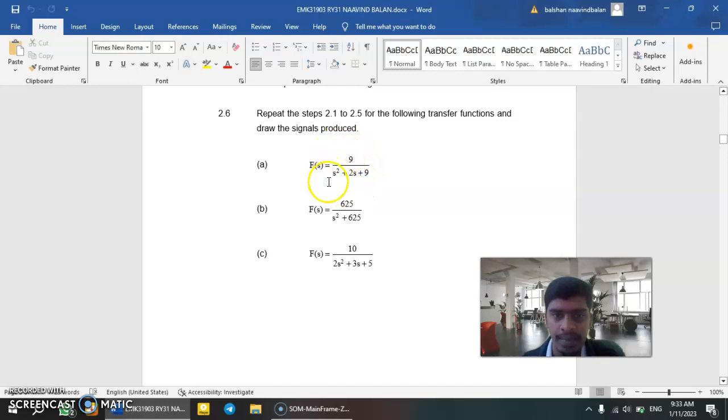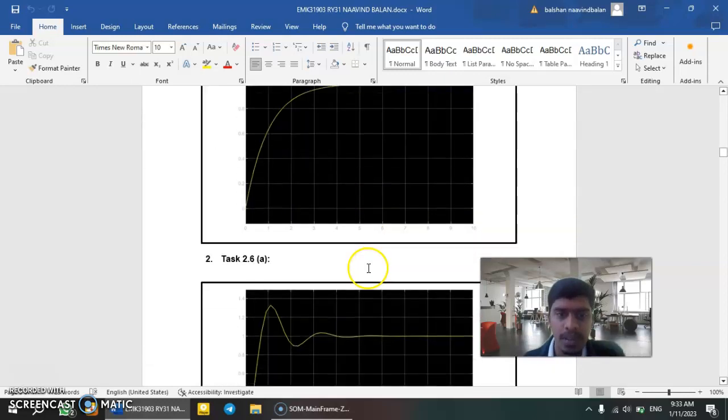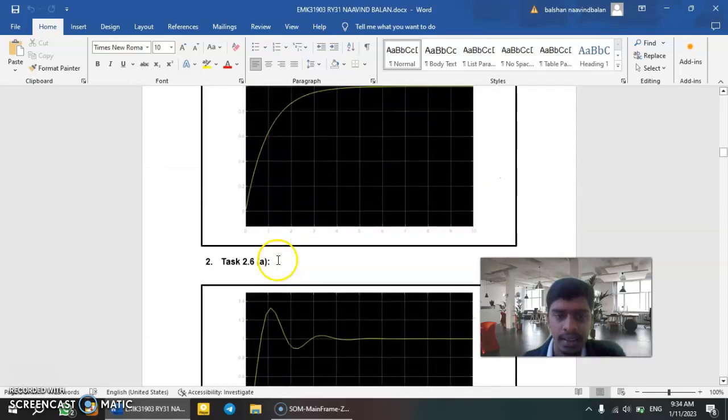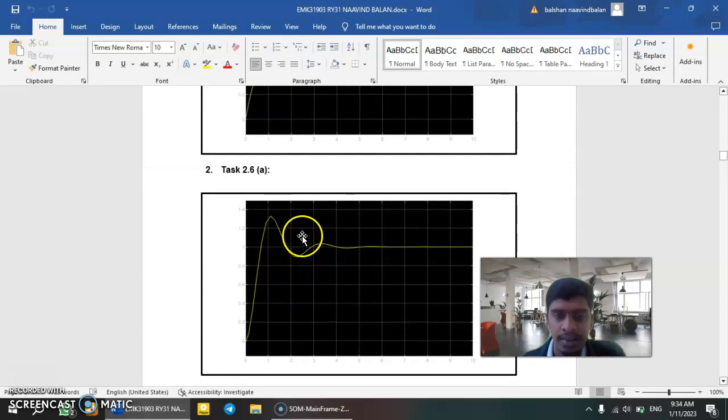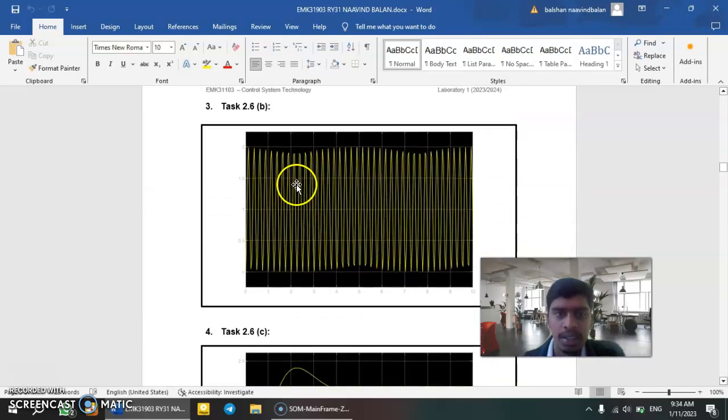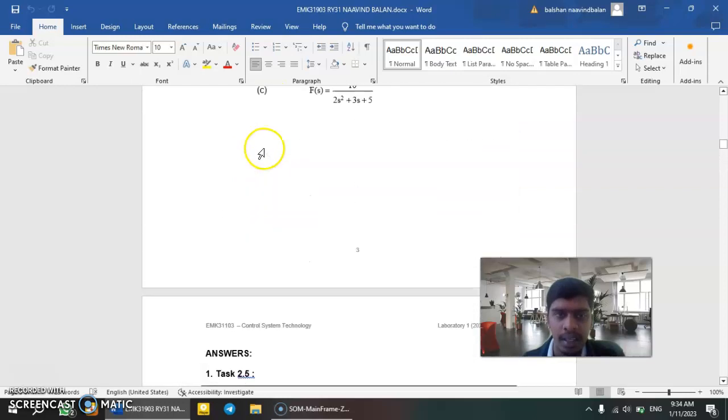This one is for 9 divided by s square plus 2s plus 9, and then 625 over s square plus 625, and then 10 divided by 2 s square plus 3s plus 5. The ripple will rise up until 9. It will get like this, and then the waveform will be steady once it reaches the value at the output. The same goes to 2b.